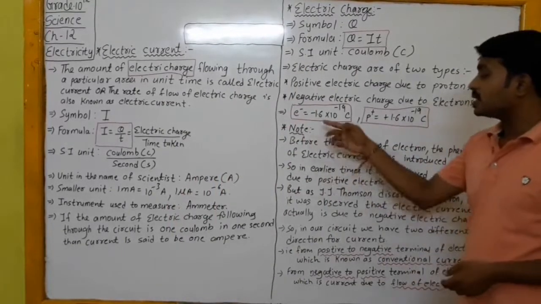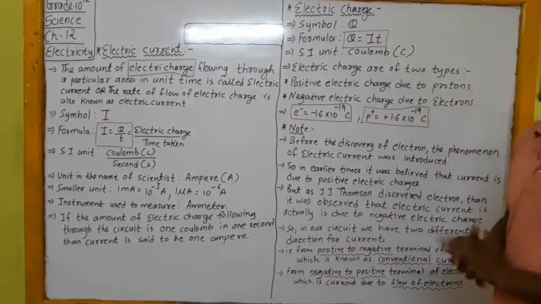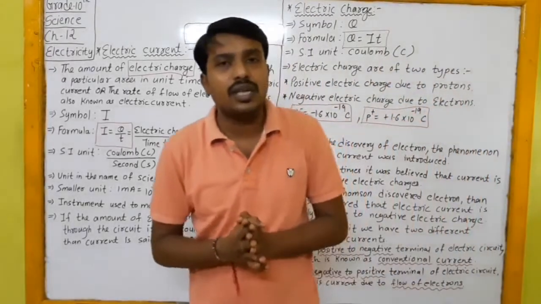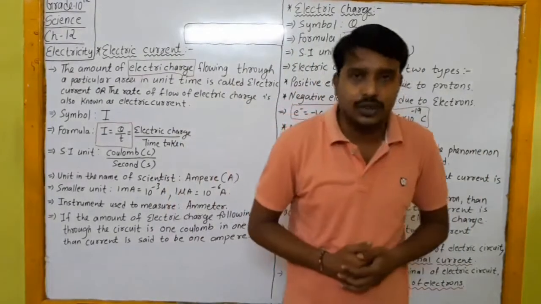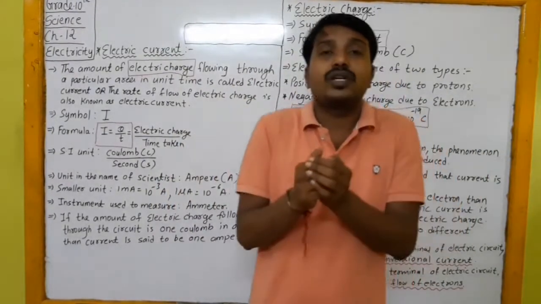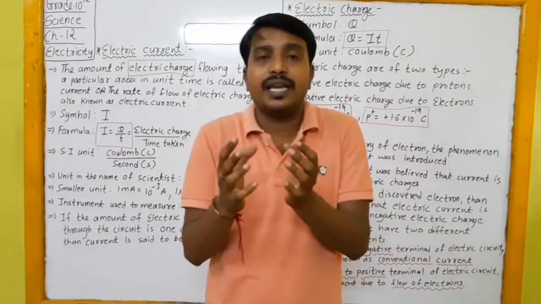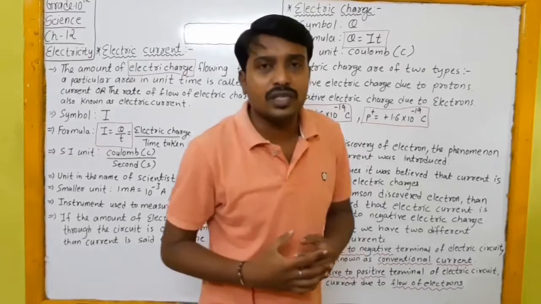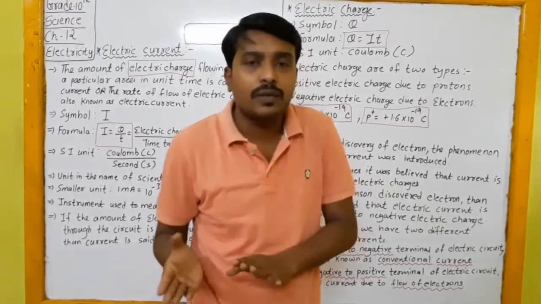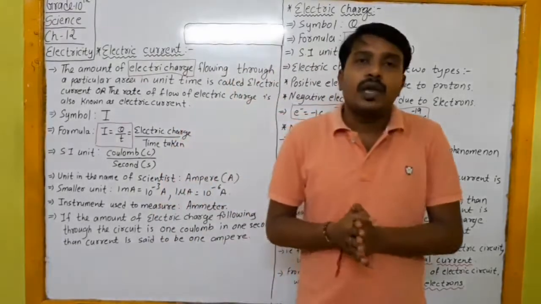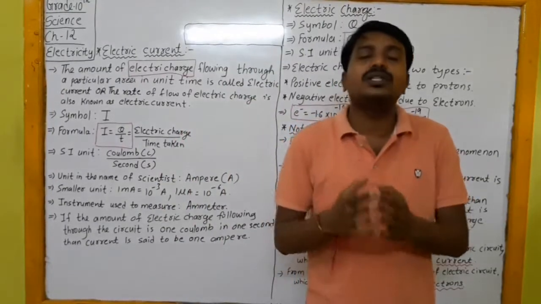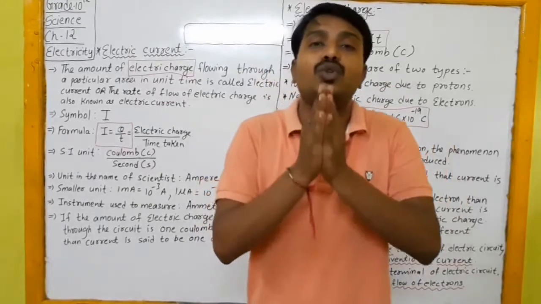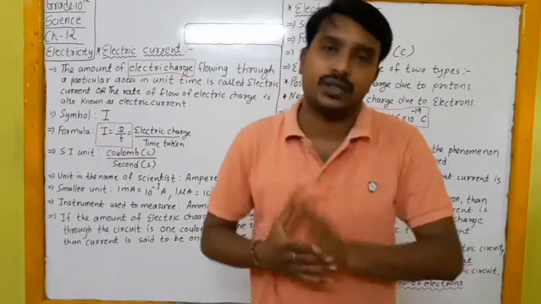Now next, here are some notes I have written. See what happens, student. The topic related to electricity was introduced before the 19th century. Whatever electric current is flowing through the circuit is always because of electric charge. But before the 19th century, it was believed that whatever current is flowing through the circuit is all because of the positive charge, positive electric charge.